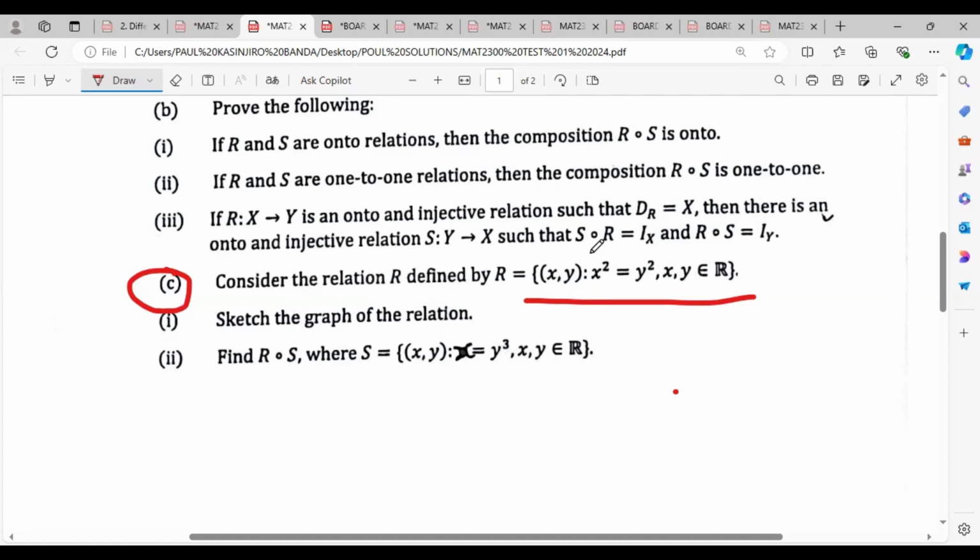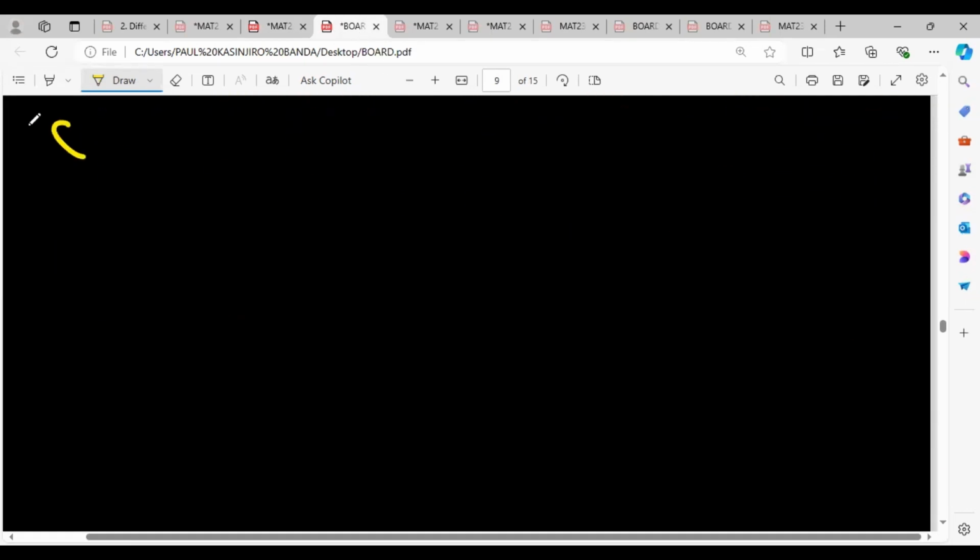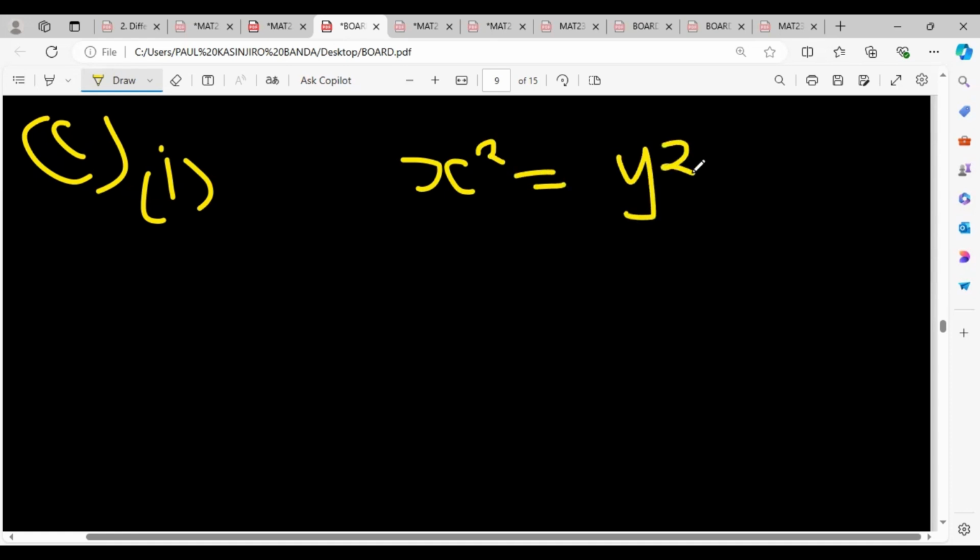The relation here is represented by this formula, which is Y squared is equal to X squared, or X squared is equal to Y squared. So how do you sketch this? This is very simple to sketch. If this is C1, we have the relation where we have the formula Y squared is equal to X squared. How can you sketch that?